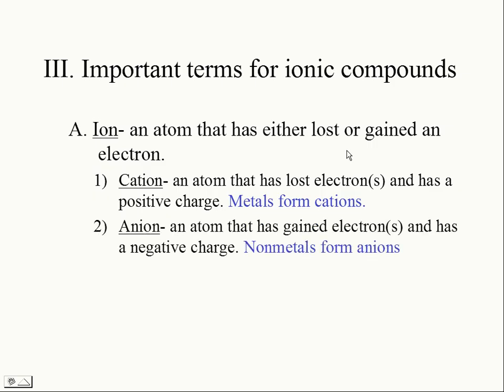An anion, on the other hand, and it is pronounced anion, is an atom that has gained electrons and actually has a negative charge. Nonmetals are going to form the negative ion. So we're going to be looking at positive ions and negative ions. And these are only for ionic compounds. They're not for covalent compounds.